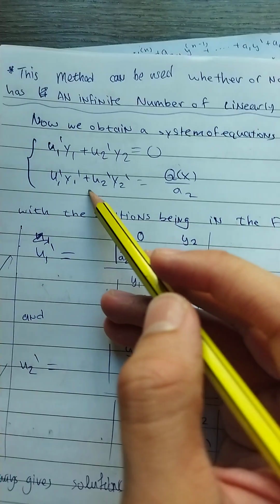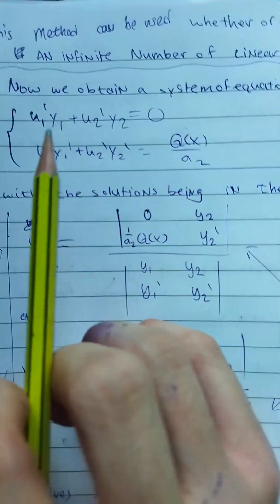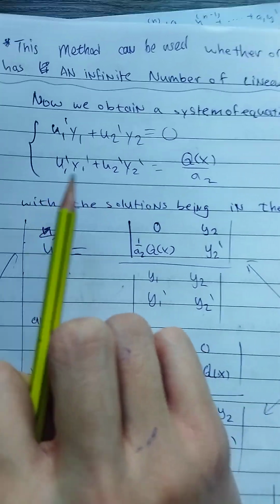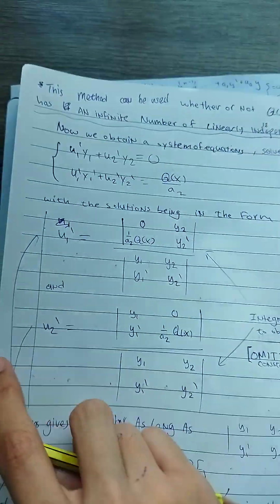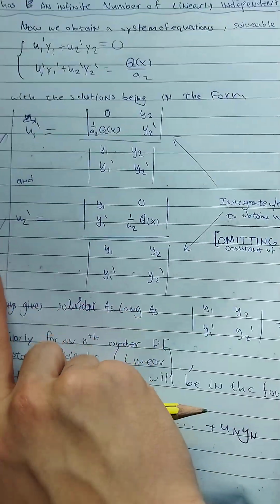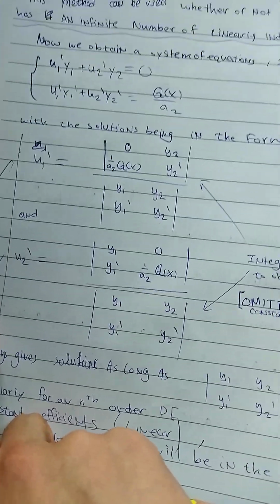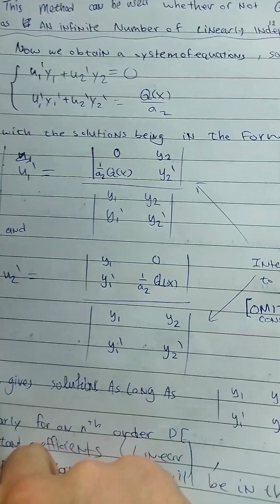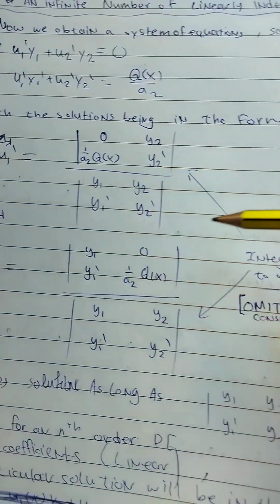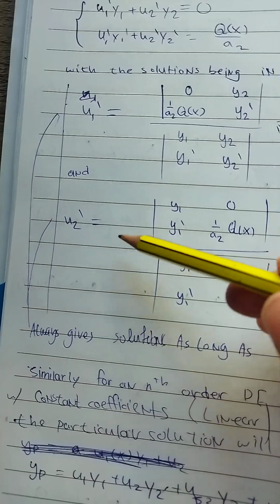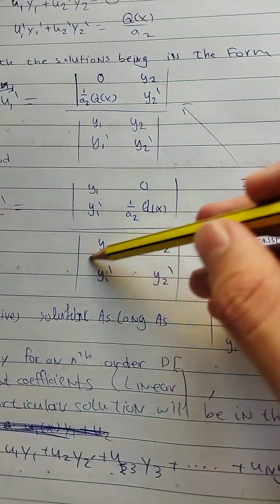So now we have basically obtained a system of equations, right? Because this is the first thing that we set, we defined it to be equal to 0, and from that we solved that this value is equal to q of x over a2. So then, using methods of algebra and some linear algebra, I guess, because it involves some determinants, you find that u1 prime is equal to the determinant of this over this, and that u2 prime is equal to the determinant of this over this.